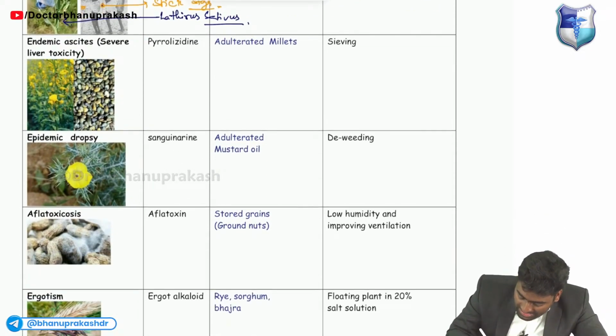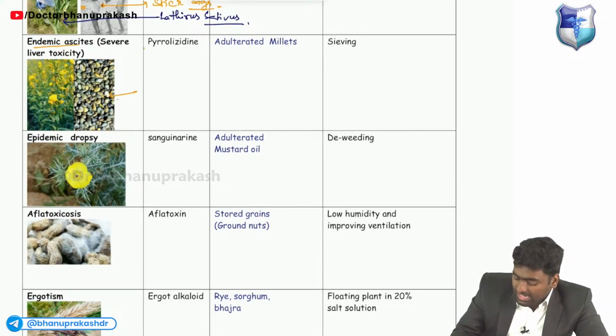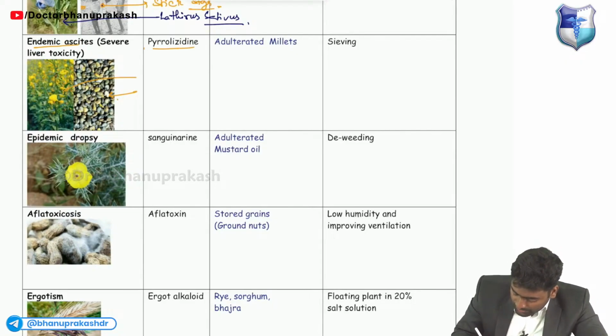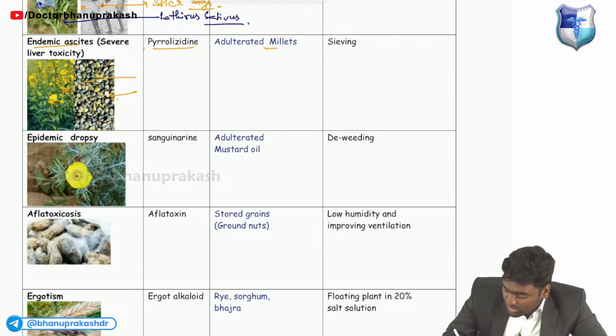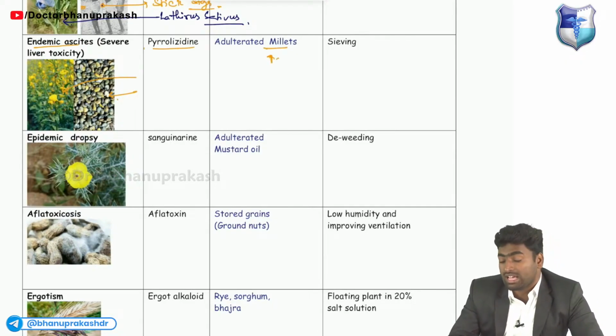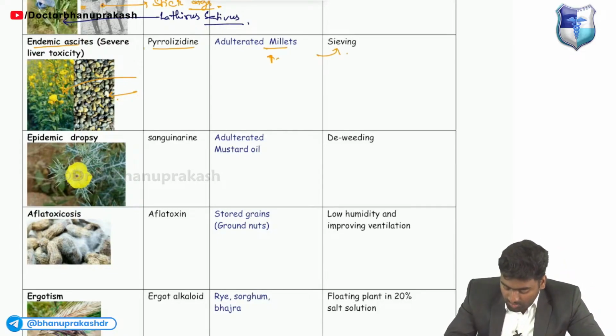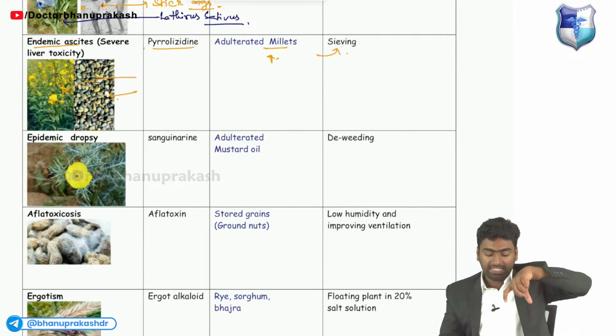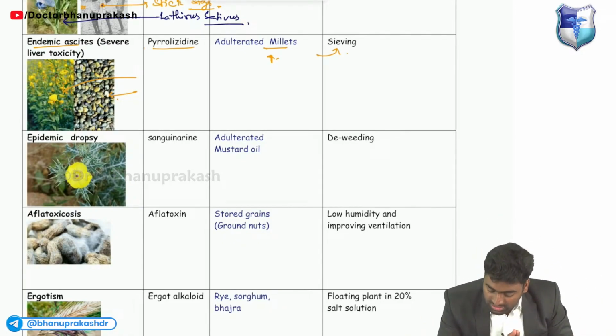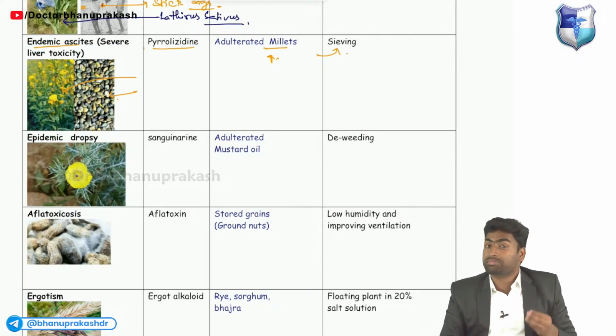Next one is endemic ascites. It is due to pyrrolizidine derivatives of these plants, and it is actually from adulterated millets, and it can be removed by sieving. So endemic ascites is the pyrrolizidine alkaloid, and it is the millet spot.